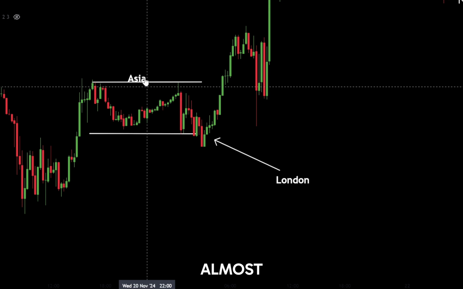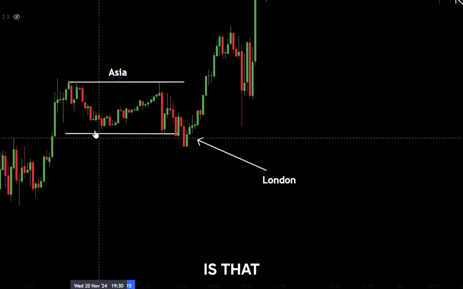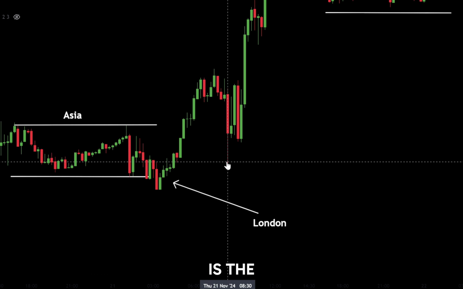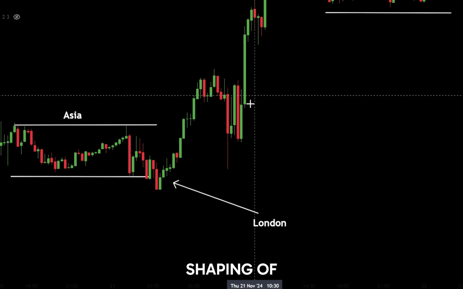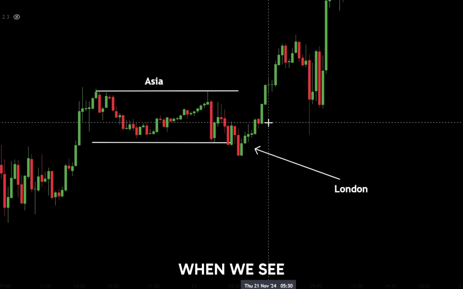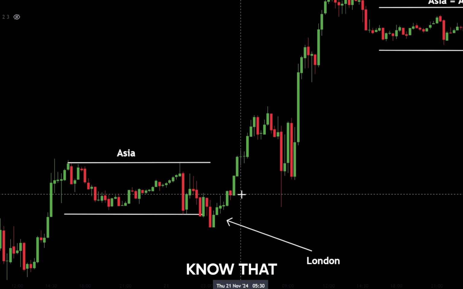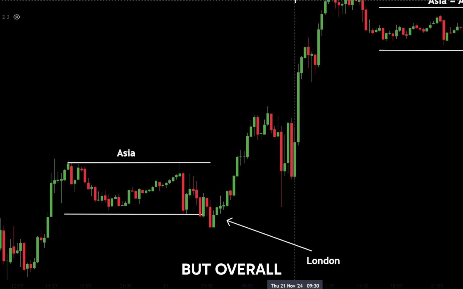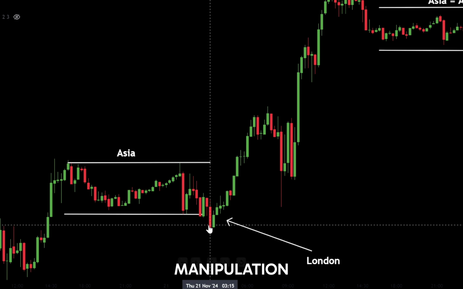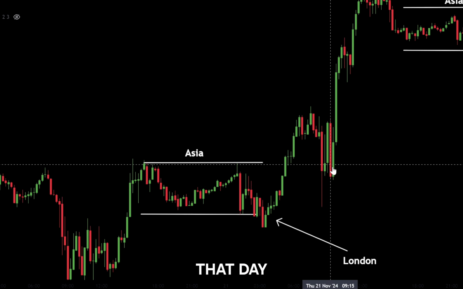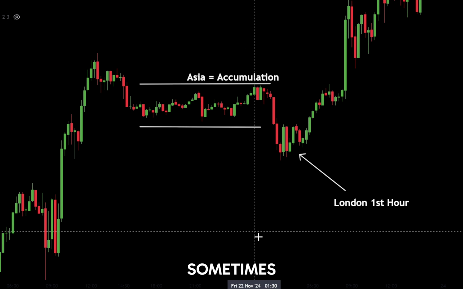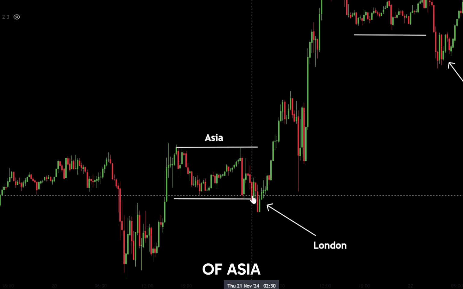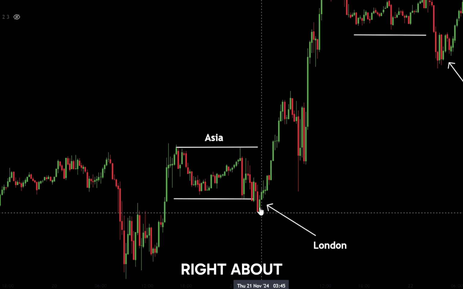We can see this happening almost every day, where Asia is that accumulation of orders, and then London or New York is the manipulation into the continuation of the day. Sometimes when we see a manipulation in London, though, we know that for New York, we are going to have maybe a slight pullback, but overall continuation because the manipulation has already occurred for the day. So sometimes if you trade London and you get a liquidity sweep of Asia, a lot of times you'll be right about the manip of the day.